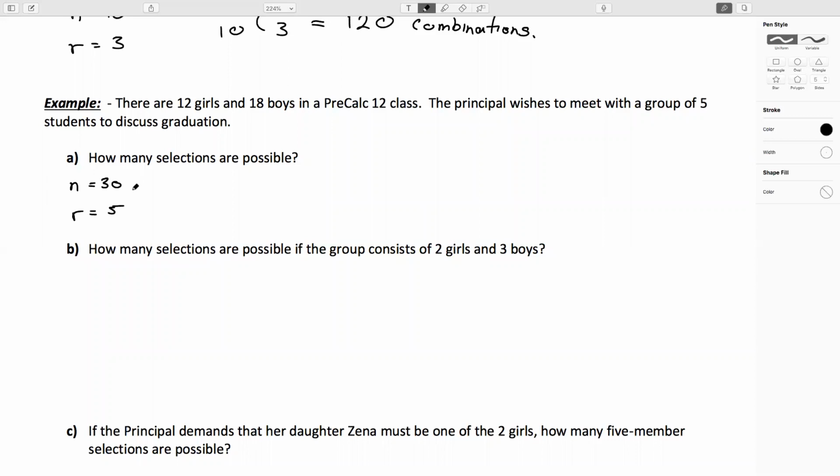And the question is, does order matter? In this case, order doesn't matter. So this is a combination problem. 30 students to choose from, and we're choosing 5 of them. 30 choose 5 is 142,506 combinations.